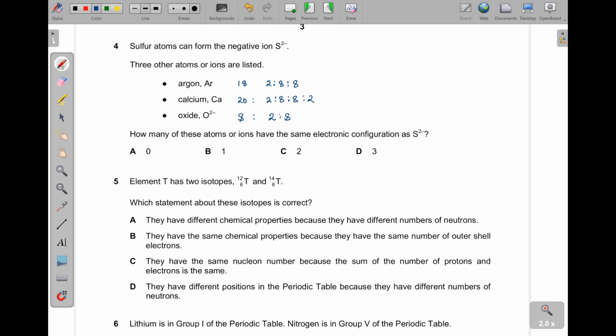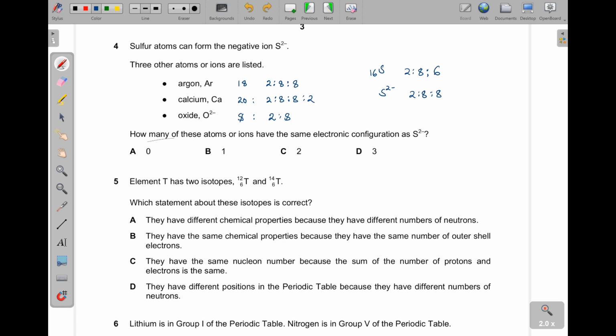Okay. Now, when we look at sulfur, sulfur is in position 16. So this is 2, 8, 6. Now, sulfur 2 minus, it gains 2 electrons and it will be 2, 8, 8. Okay. So the electronic configuration here has to be the one for argon.